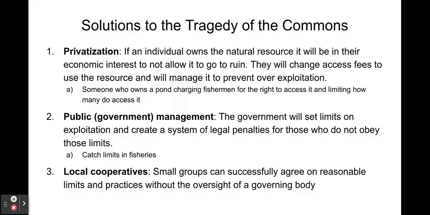One environmental example would be lobster fisheries in Maine, small communities that have come together and decided on reasonable limits for the amount of lobster that they can fish. This is enforced just by the local cooperative. There is not a legal penalty set for this. This is an unofficial agreement between members of a small group.